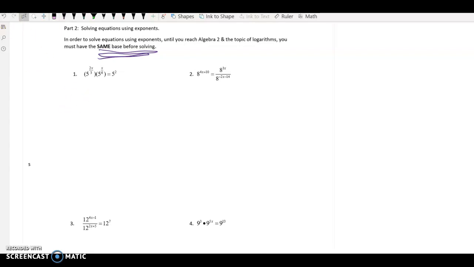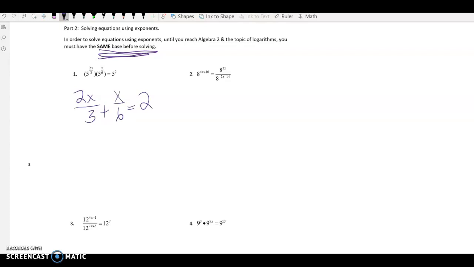We learned earlier when we were reviewing exponent rules that if we have the same base, or the same big number, and we're multiplying, then we can add our exponents together. So hear me out. Here we have a 5 and a 5. Those are the same big number, or the same base. So what I can do is take that 2x over 3 and add it to the x over 6.